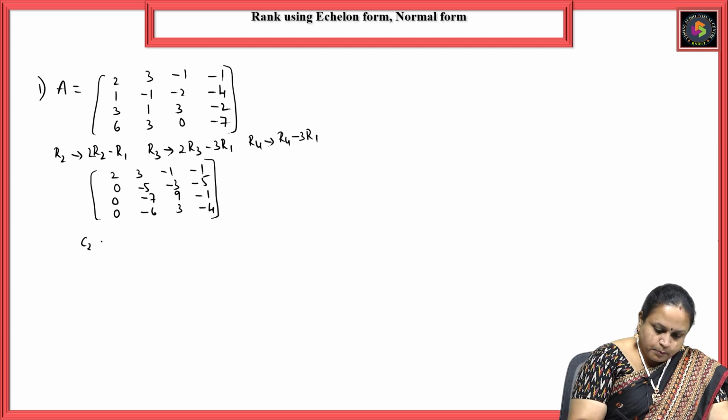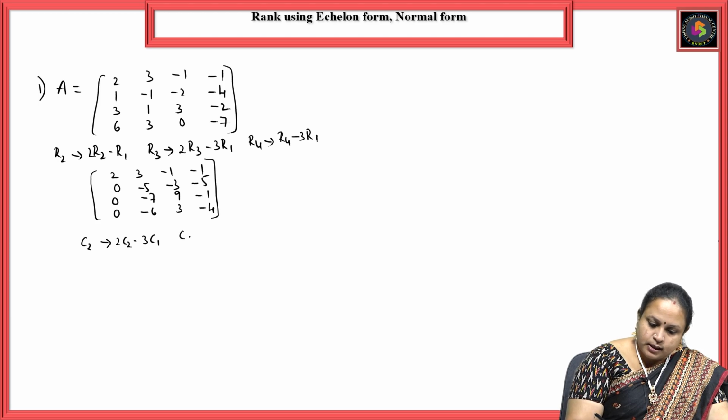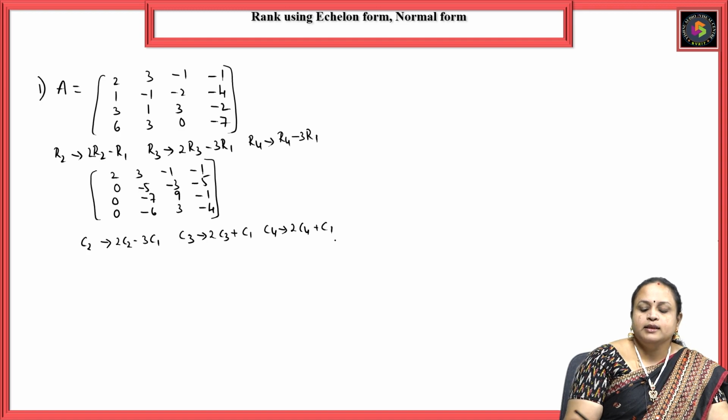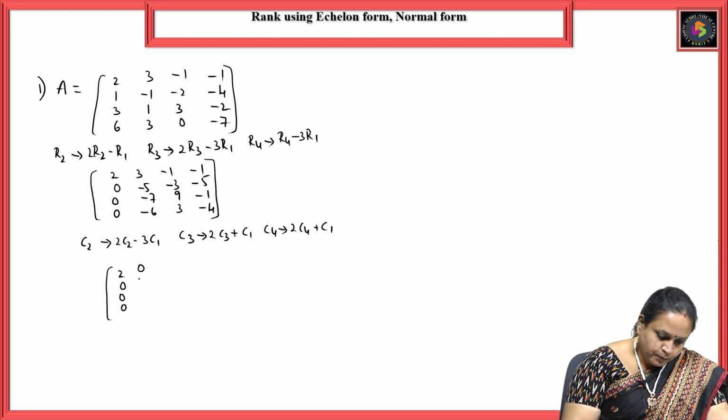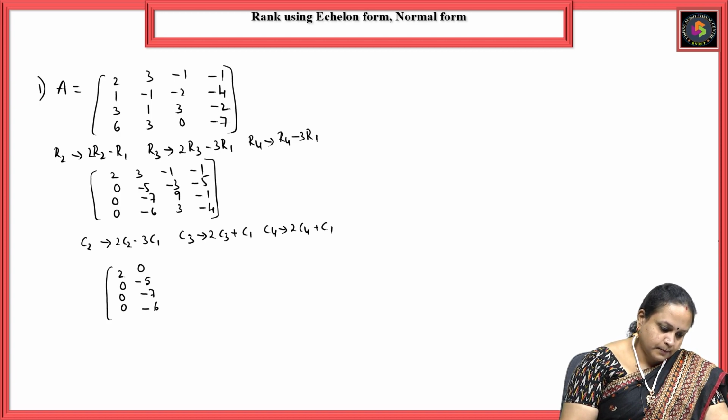So, C2 implies 2C2 minus 3C1. C3 implies 2C3 plus C1. C4 implies 2C4 plus C1. This is how we apply the column operations and make all the elements in the first row as zeros except the element 2. So, it will become 2, 0, 0, 0. Yeah, this will become 0, minus 5, minus 7, minus 6.